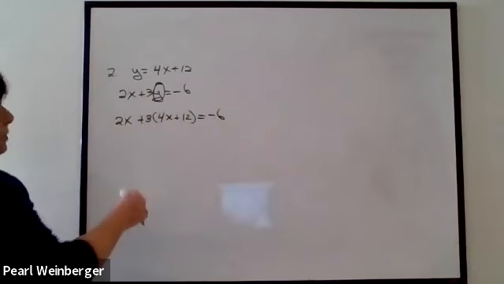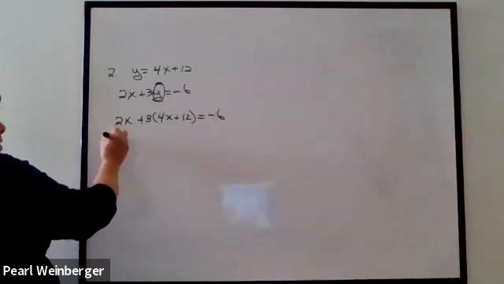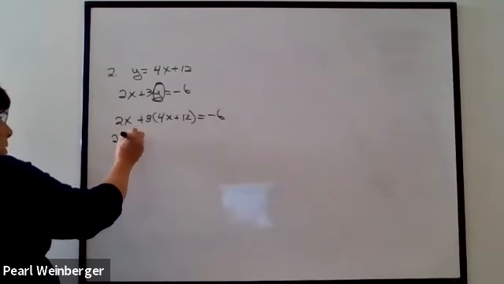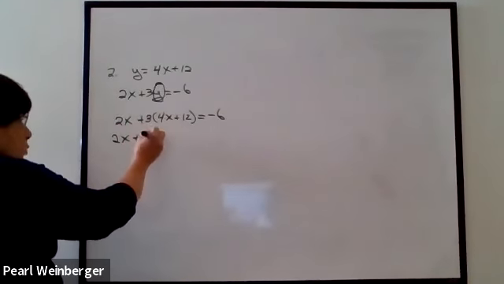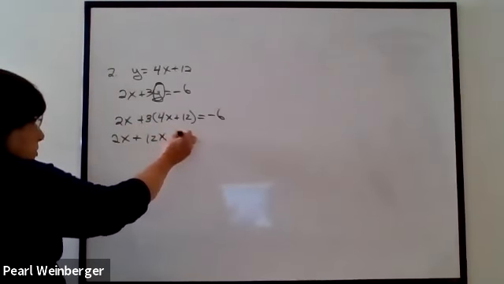And now I just solve this like a regular equation. I remove the parentheses using the distributive property. It gives me 2x plus 3 times 4x, which is 12x, and 3 times 12 is 36.